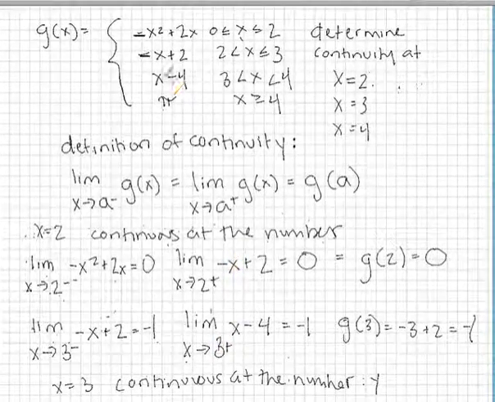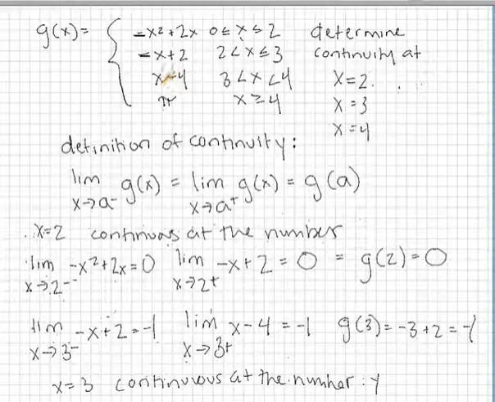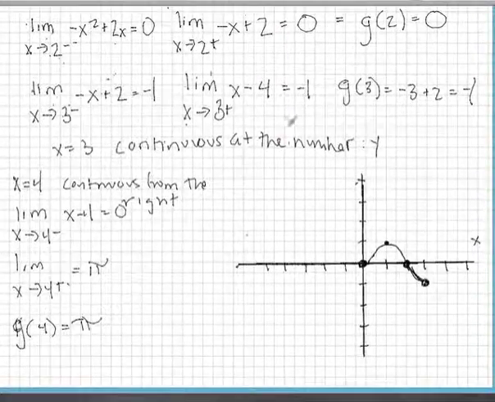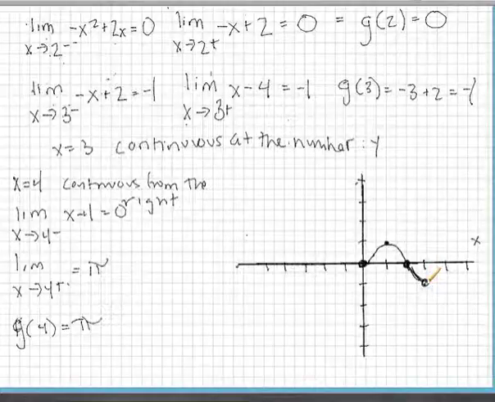Let's look at the next piece of our function. On this piece, I have a line with a slope of +1. I'm starting at x equals 3 and going to x equals 4, but at 4, I am not allowed to let my function equal 4 for this piece. So we're going to start at x equals 3, draw a line with a slope of +1, but our function does not exist there. So we have an open dot.